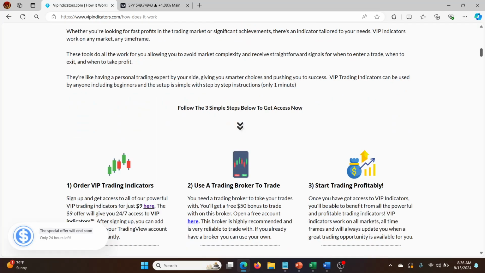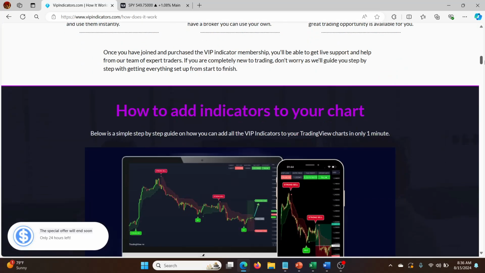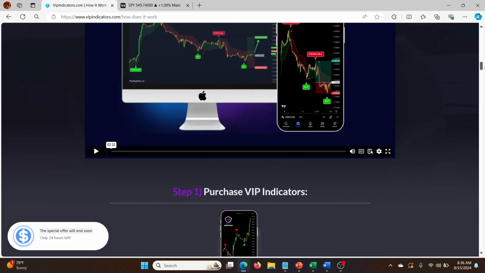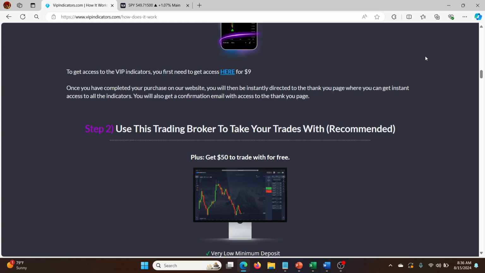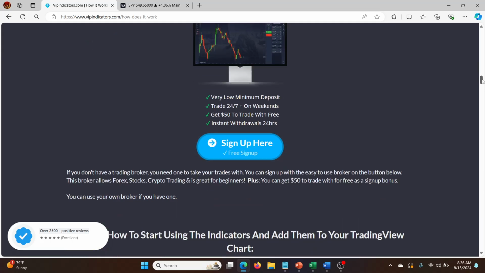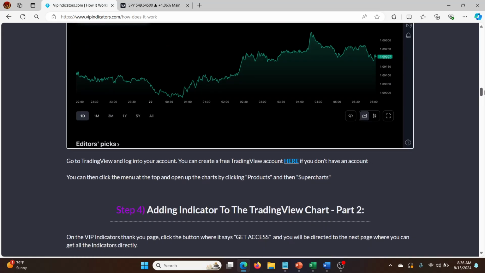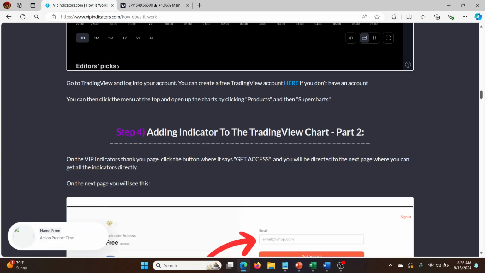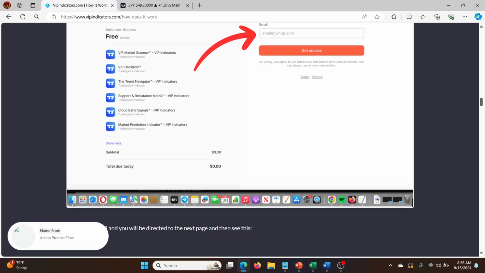So $9 might seem very attractive, and they do a really good job on the landing page here that we're looking at right now. But the problem is the indicator itself is pretty poor, and they make a lot of bold claims on the website, which I've not been able to substantiate at all. So if you look here, you can see to get access to the VIP indicators, you first need to get access here for $9. And they go through all this stuff, how you can win, it's a really high win rate. I'm going to show you why I don't think that's true in a few minutes, so just stick around for that.